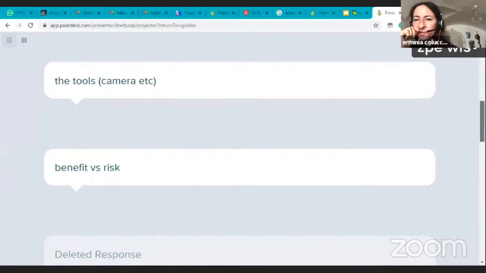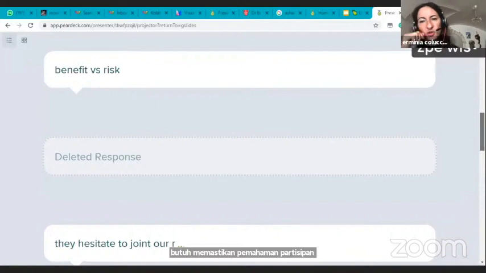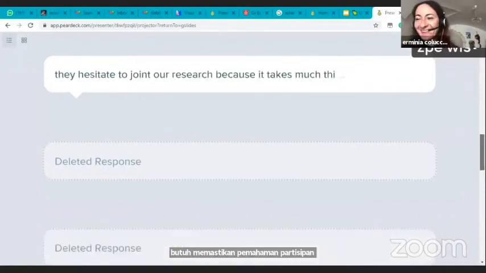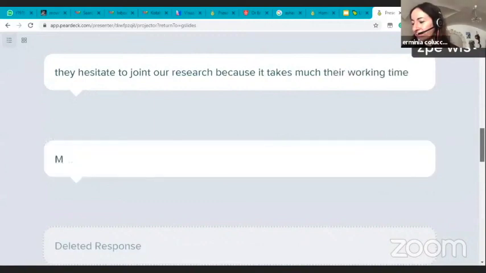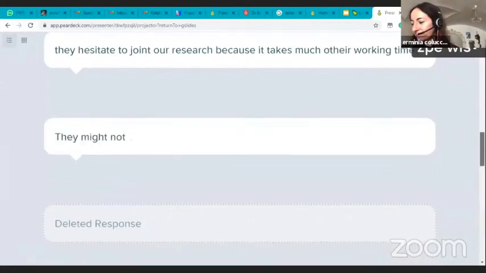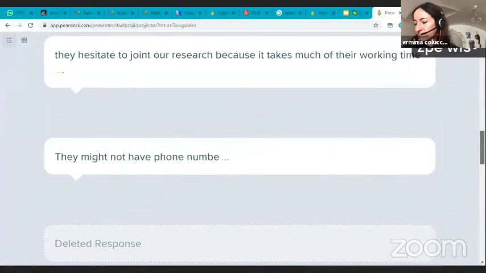The benefits versus risk. They hesitate to join our research because it takes much of their working time. They might not have a phone number.